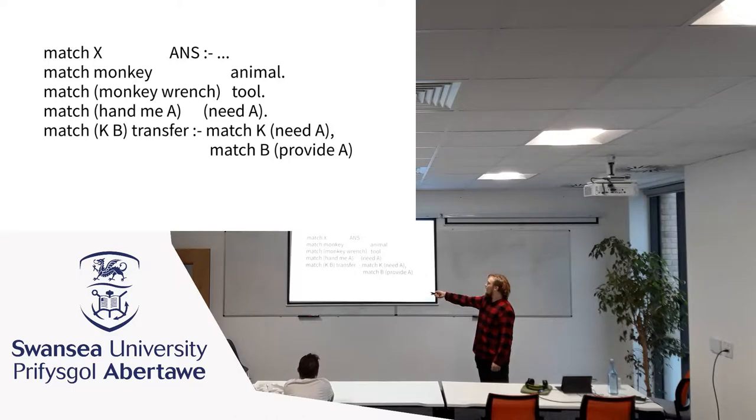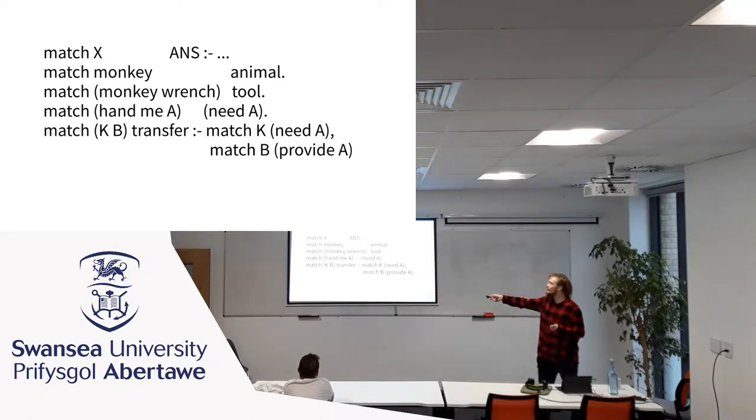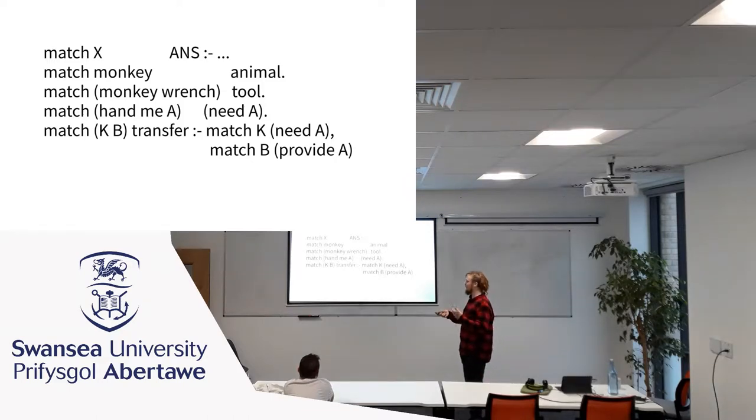Or here, we can even formulate rules on this. So something is a successful transfer if the K is something that needs something and the B is something that provides it, essentially. So these are examples of how we can formulate meaning of this. And such a match mechanic works with the same language that we did before. However, many people call those things types.